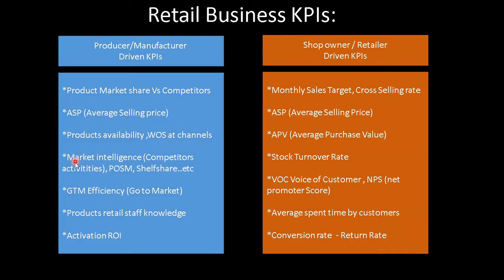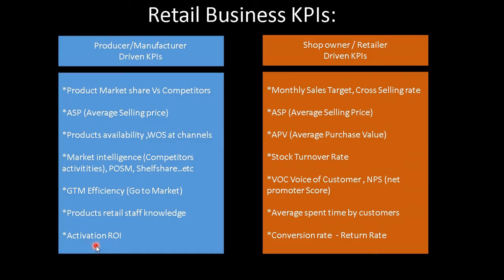From a marketing perspective, you will be looking at what your competitors are doing in terms of activities in the market, how much point of sales merchandising has been performed, and what is your real share of shelf and shelf space executed in the channels. You will be monitoring carefully the go-to-market efficiency when you are launching a new product. You will be looking at the product and retail staff knowledge, as the majority of your team will be trying to train all the staff in the market on your product knowledge, which can definitely lead to increased sales.